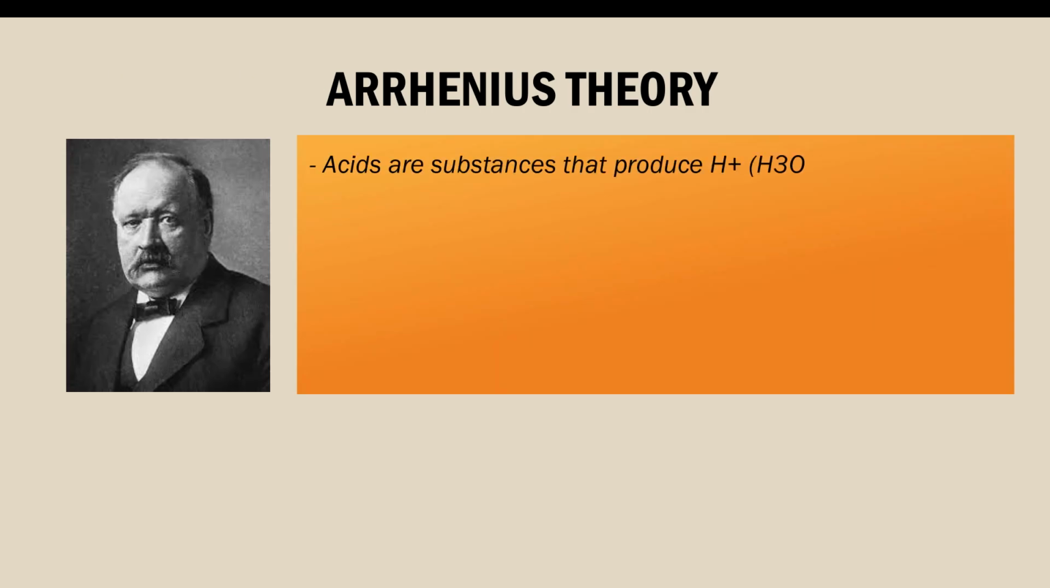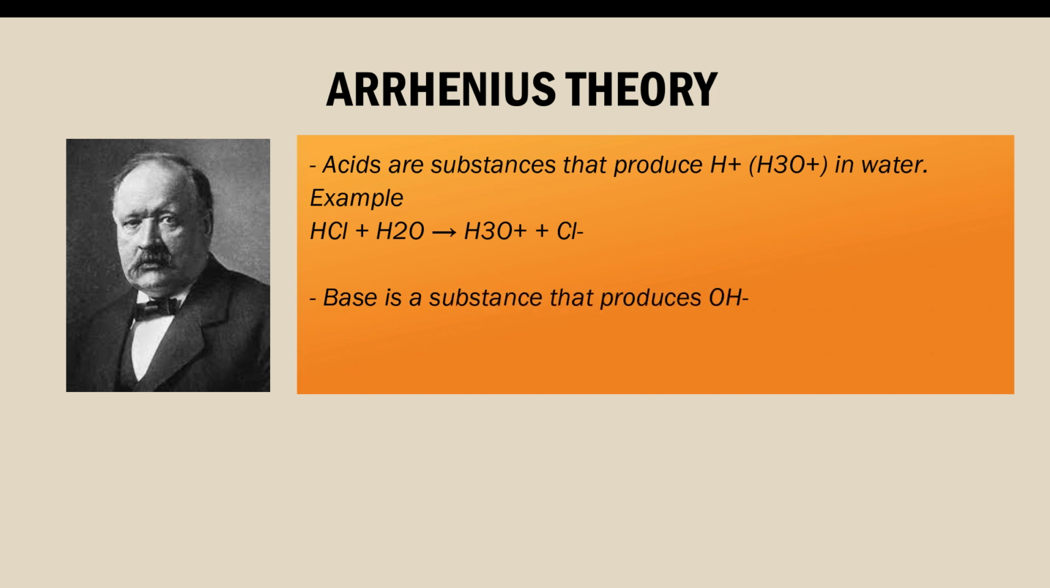The first theory is Arrhenius theory. Acids are substances that produce H+ in water, while a base is a substance that produces OH- in water. In acid, there is H3O+ because H+ actually is not found in water. What is known is the hydronium ion. We usually write H+ for convenience.